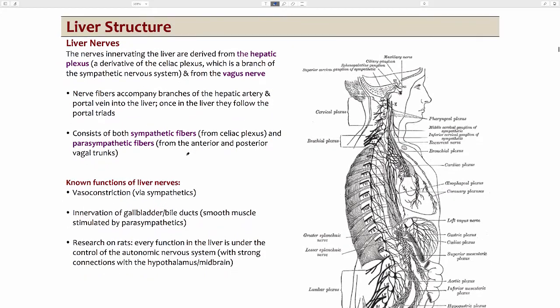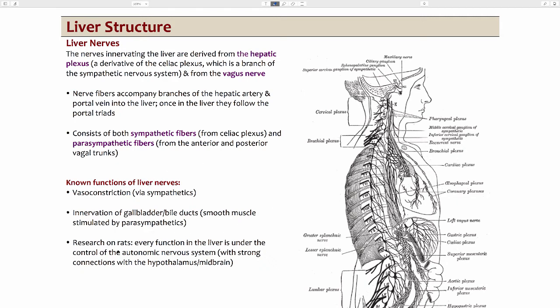Okay, the liver has nerves, like we've seen with all the other organs, both sympathetic and parasympathetic. We'd say that most of the major nerve supply is parasympathetic, and that includes innervation of the gallbladder and the bile ducts. So the smooth muscle there is stimulated by the parasympathetics. Sympathetics will regulate the flow of arterial blood into the liver. So if they're activated, the sympathetics will contract the vessels, less blood flow. If it's relaxed, there'll be more blood flow.